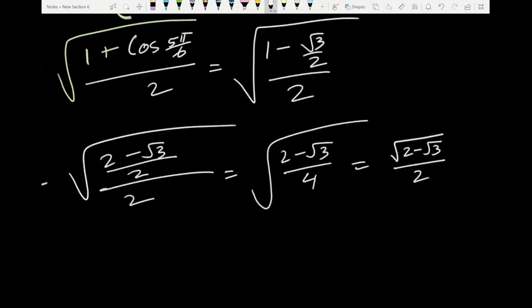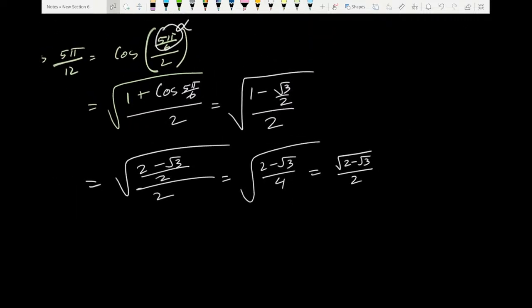So that's the whole course of this half angle formula. That's what we're looking at.